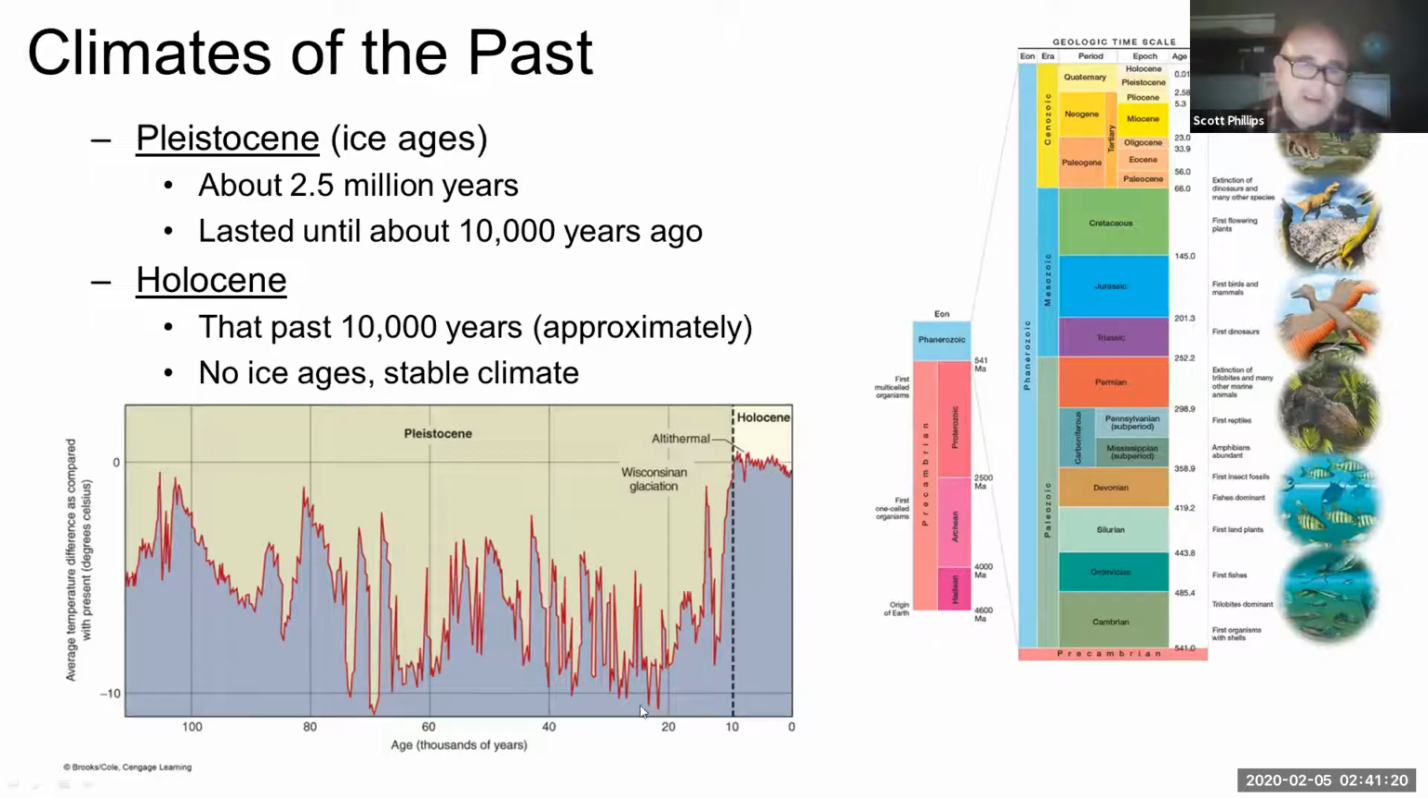Before the Holocene, it was very erratic. The climate would cool down very rapidly over the thousands of years, and then we'd have ice ages. And it's during the Pleistocene that you had more glaciation that has shaped California.